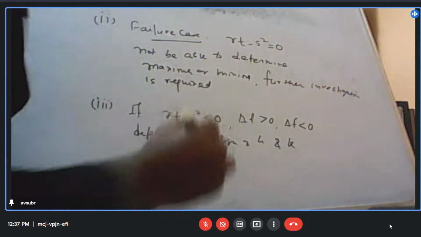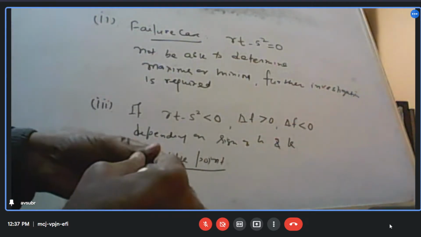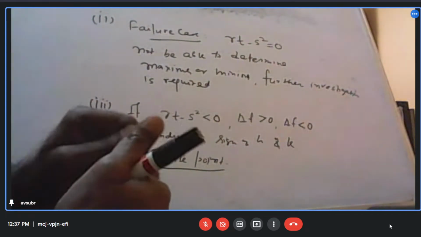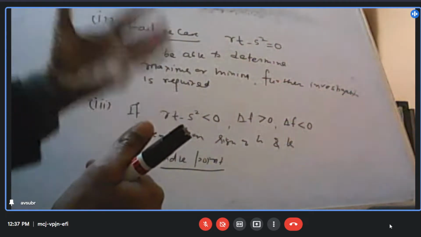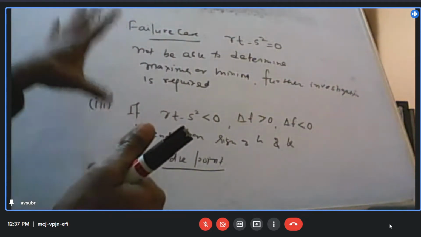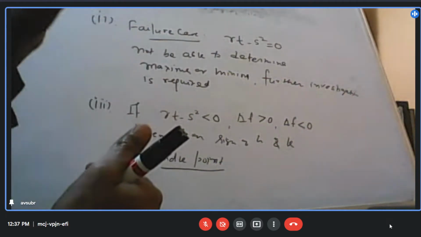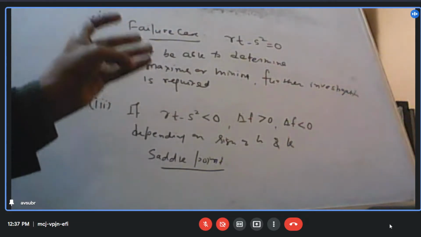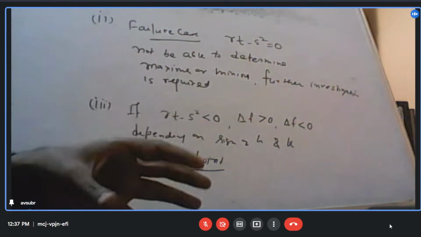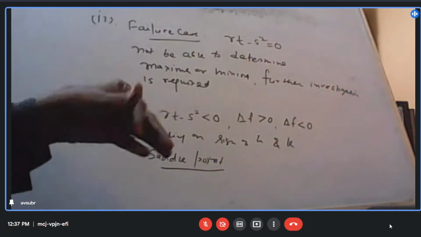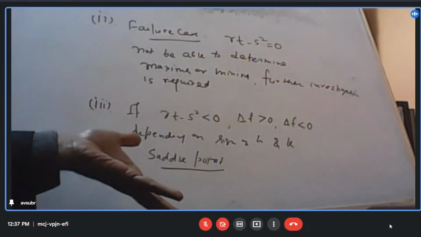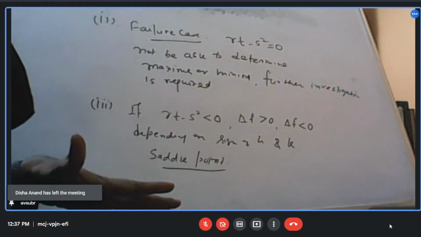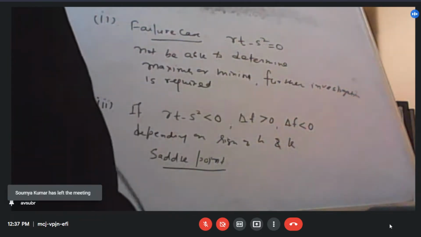Now we'll have to find out other ways to determine this maxima or minima. So all in all, these are the four sufficient conditions. In one case we can find out maxima, in another case we can find out minima, in one case we can find out a saddle point, or we cannot find anything. So these four cases are there. I hope all these are clear to you all. Yes, sir.